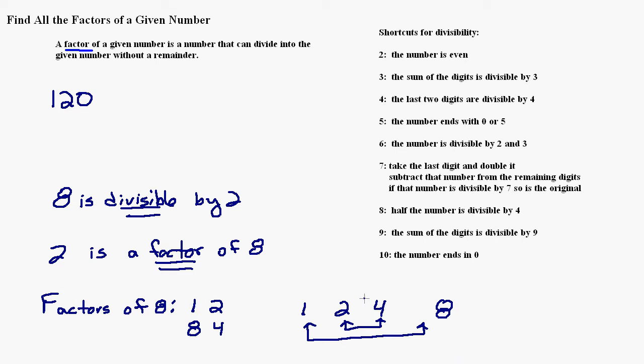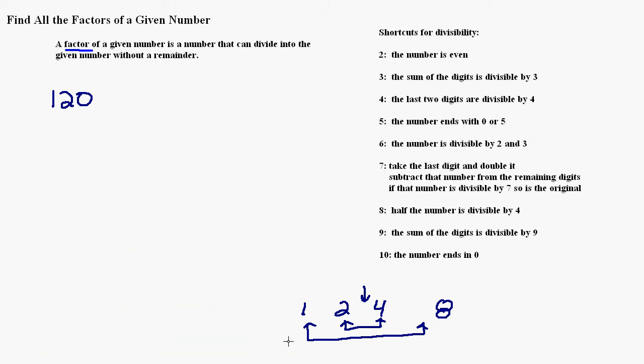So if there was going to be another factor, it would have to live inside there. It would have to be 3, and 3 doesn't go into 8, so we have them all. The factors of 8 are 1, 2, 4, and 8. Okay, so that's kind of the process we're going to use. Now, let's use that same process for 120, and we're going to have to check some more numbers this time than just the ones we had to check with 8.